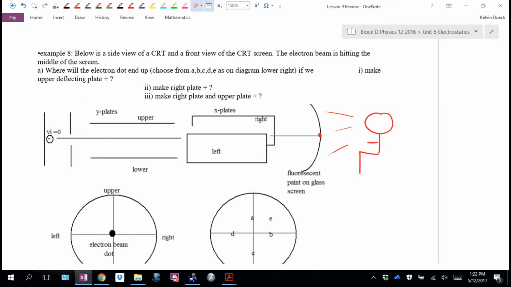What's the charge on an electron? Negative or positive? Negative. And we've said that now that upper plate is positive. How will that affect the electron? So, A, B, C, D, or E? You need to deflect it up.